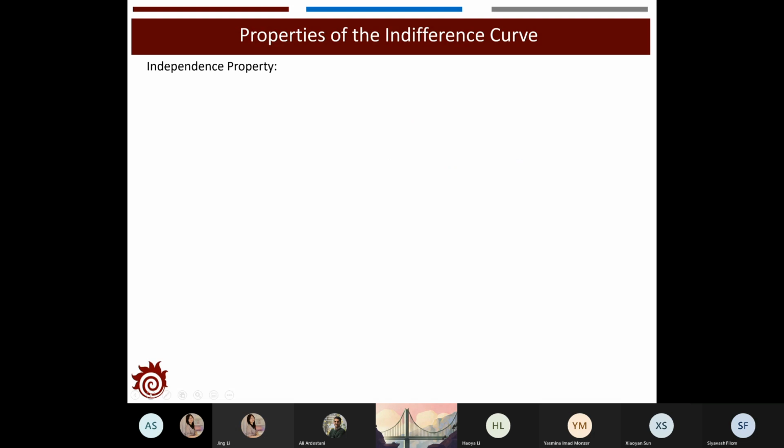And then we can summarize the properties of the indifference curve.